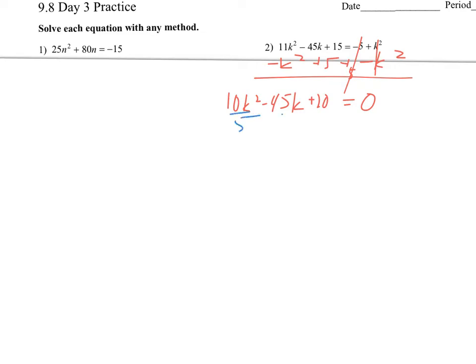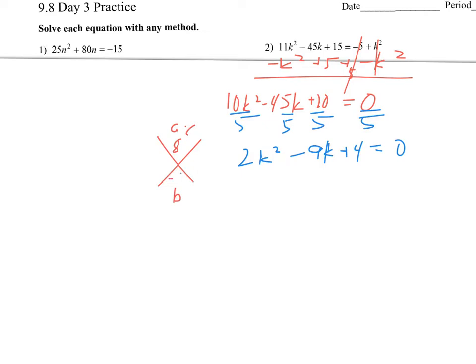And next up, I noticed that everything can divide by 5, so I'm going to go ahead and do that. You can do this anytime we have an equation here. So let me get 2k squared minus 9k plus 4. Now I'm going to try to factor this, thinking of two numbers that multiply to a times c, which is 8, and add to b, which is negative 9. And so that's going to be negative 8 and negative 1.